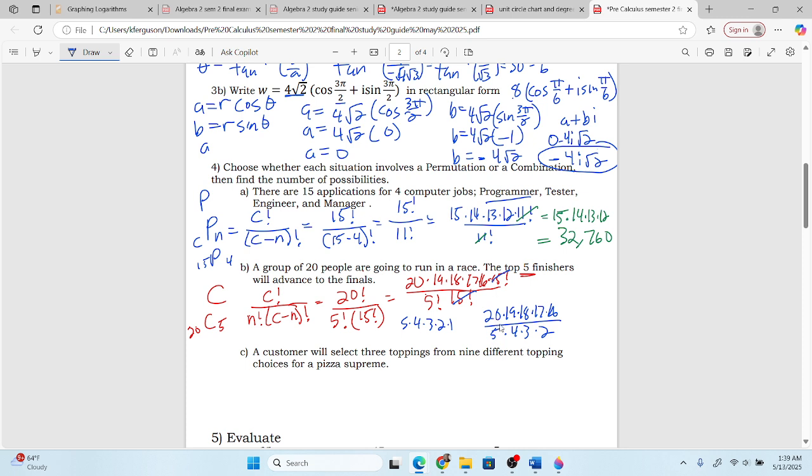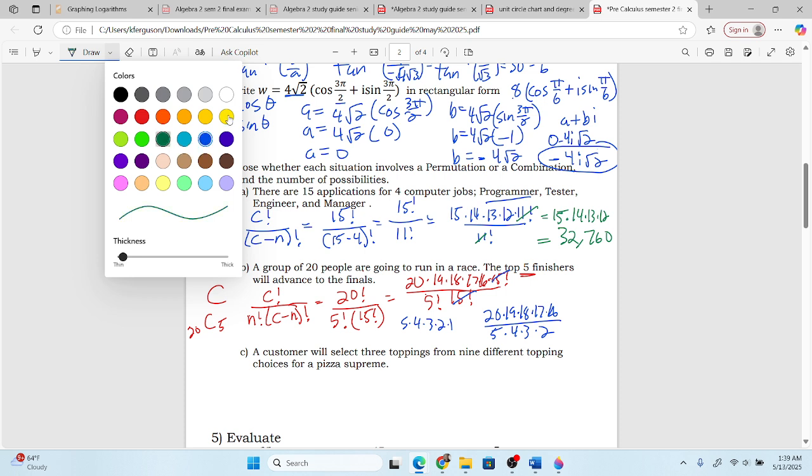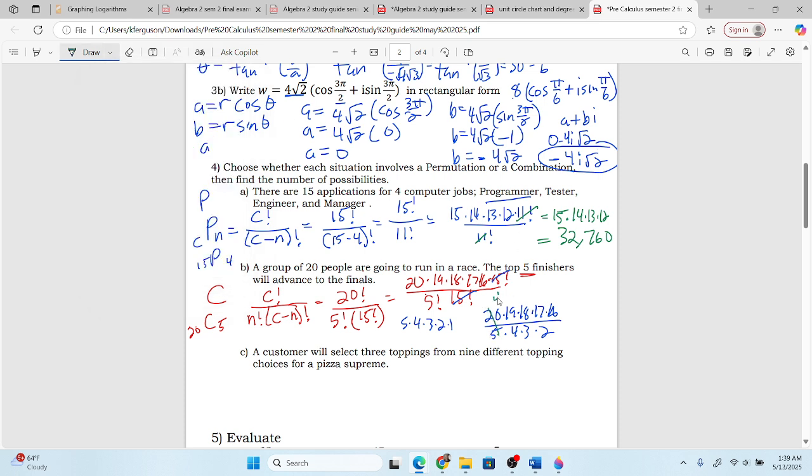So I can say 5 goes into 20 4 times. Cancel that off and put the 4 there. Can't mess with 19. Let's say 18. I can say 3 goes in there 6 times. So that's 6. That goes away. And then 16, 4 goes in there 4 times. So then that's 4 times 6 times 4 times 17, all divided by 2.